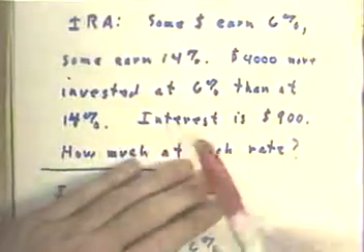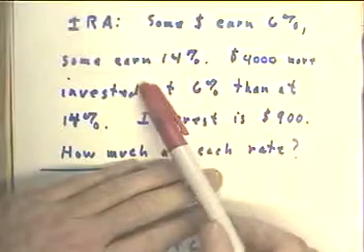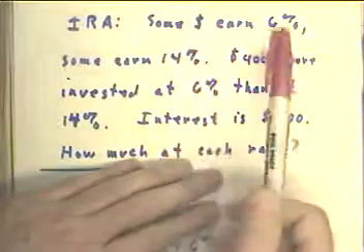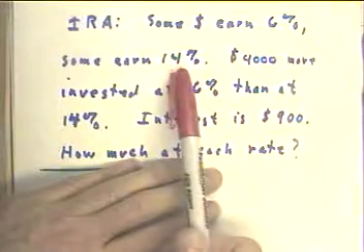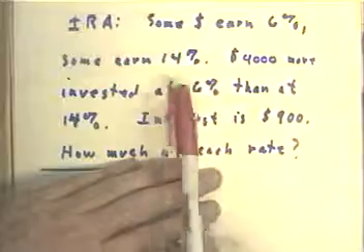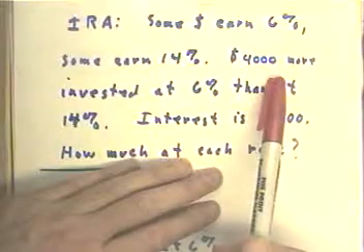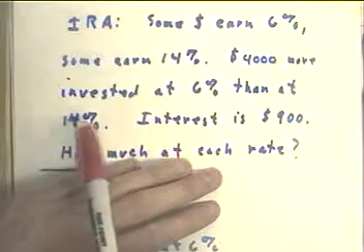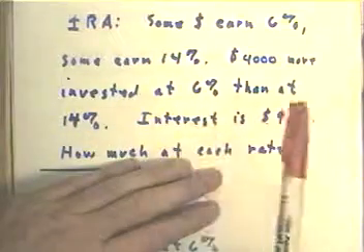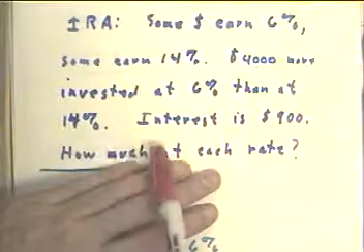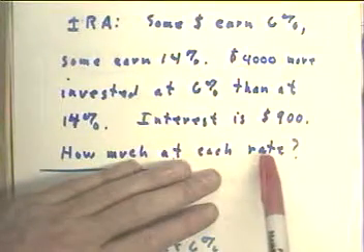Here we have a hypothetical individual retirement account where some of the money in the account earns 6% and some earns 14% annual interest. Now the information we have is that there's $4,000 more at 6% than there is at 14%, and that the total interest is $900. The question is, how much do we earn at each of the two rates?